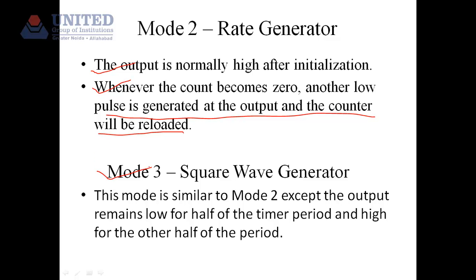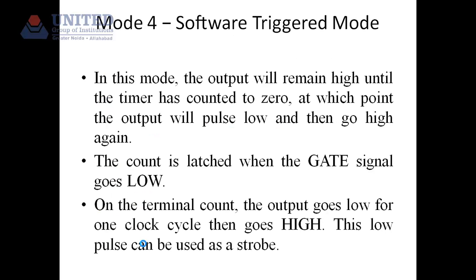Coming on to mode 3, this is a square wave generator. What is special about the square wave generator? The timing of the high and the timing of the low is exactly the same. Then only we can create a square wave. So this mode is similar to mode 2, except that the output remains low for half of the time period and high for the other half of the time period. Both the time periods have to be equal.